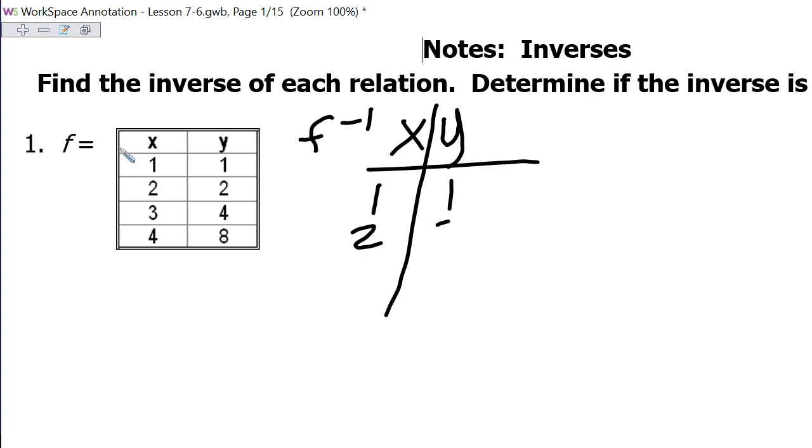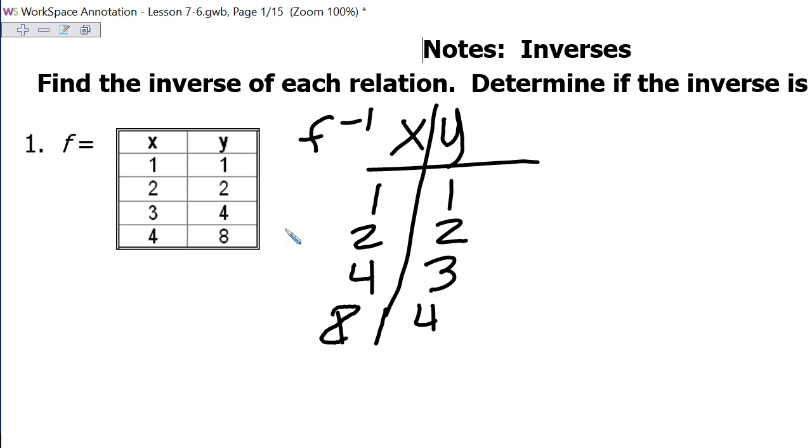But the next one is a good example because the next point is 3, 4. If I flip 3, 4, what would that be? 4, 3. All we're doing is switching the x and the y. That's what we're doing today. And for that last one, 4, 8, when I switch it, it's 8, 4. So that was the first part. We are just finding the inverse. To find the inverse, you switch the x and y.